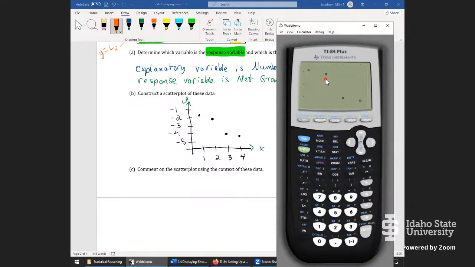So again, this is not something you have to do on exam, but when WebAssign says construct a scatter plot, it's another one of those multiple choice questions. This is a way to do it. Any questions at all, folks, on getting through that?